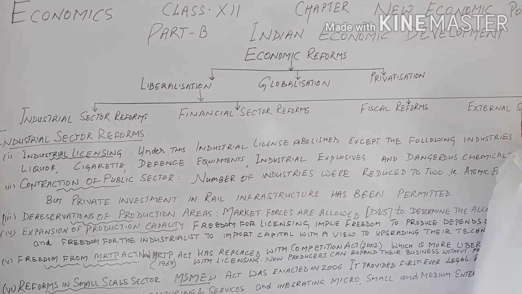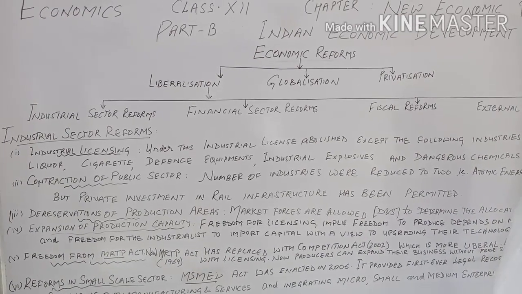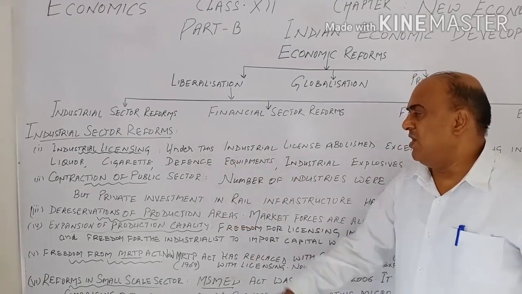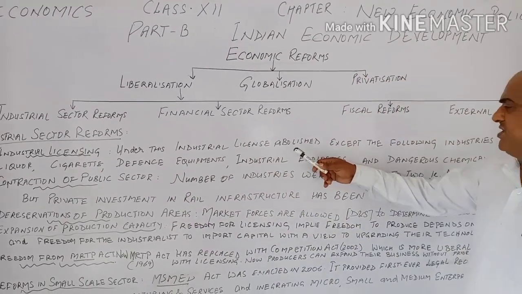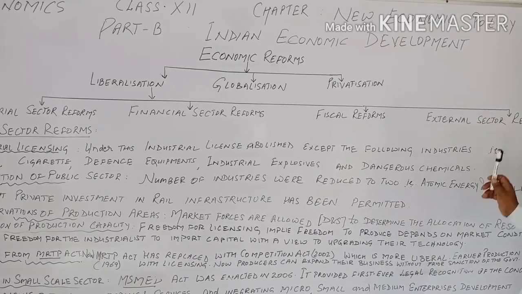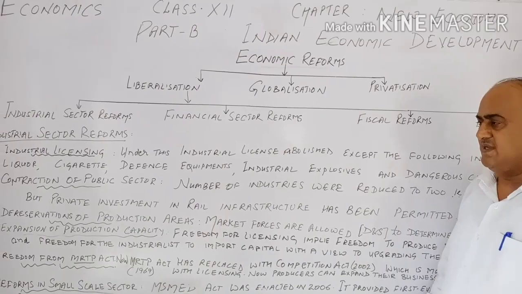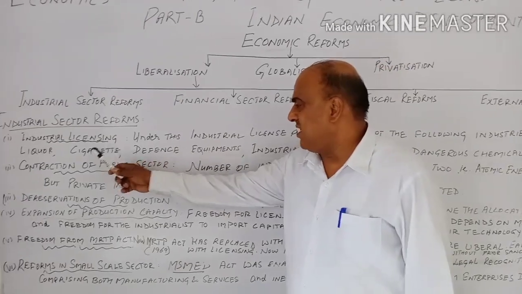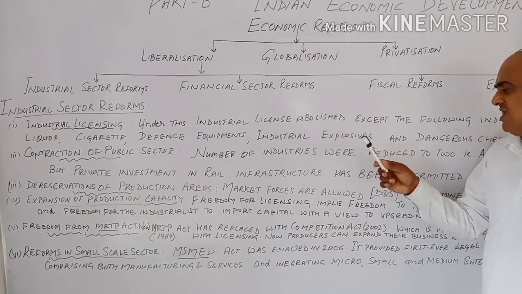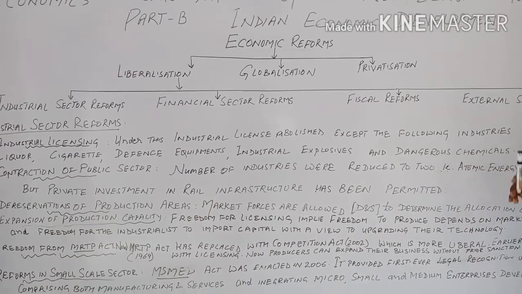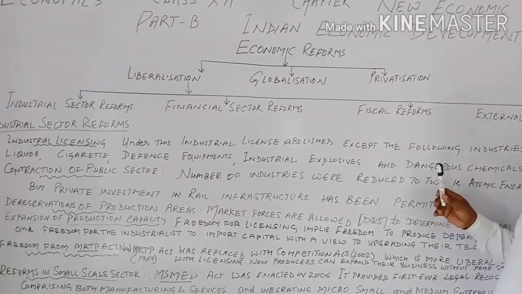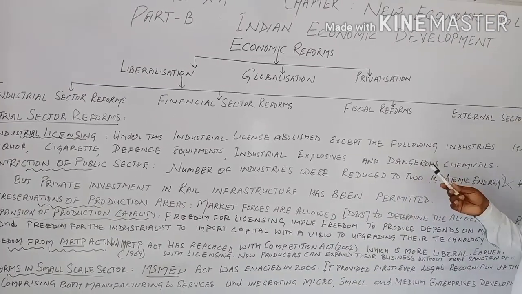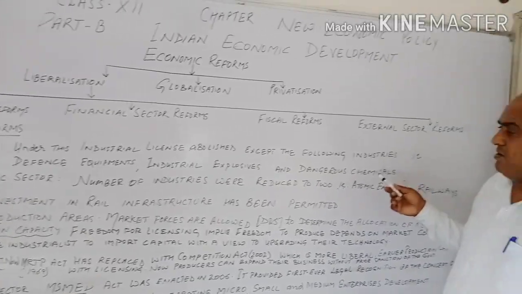Before that, under the LQP policy, license quota permit, industrialists should take a license. But here, the industrial license is abolished, except for the following industries. It means there is no need to take an industrial license for running an industry, except for liquor, cigarettes, defense equipment, industrial explosives, and dangerous chemicals. Because some of these are not good for health, and some concern the safety and security of the country.